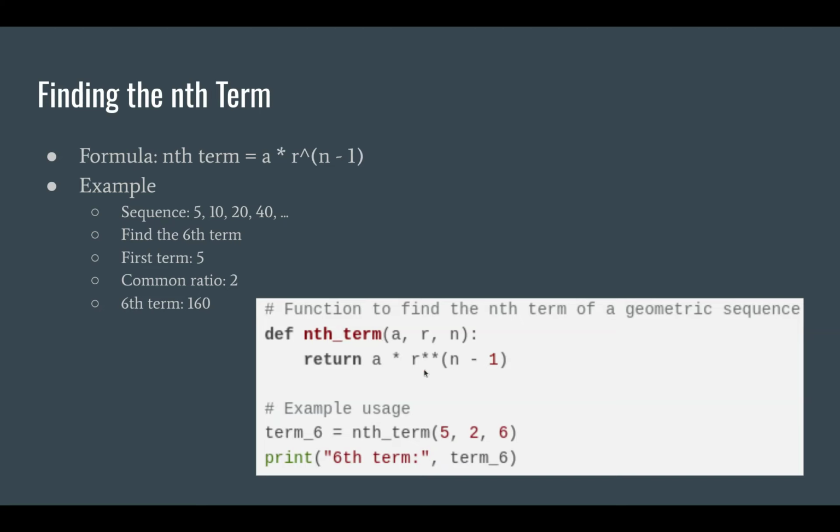And in Python, we can create the function nth term, which calculates the nth term of a geometric sequence. We use the nth term formula, and then we can provide values of A, R, and N.